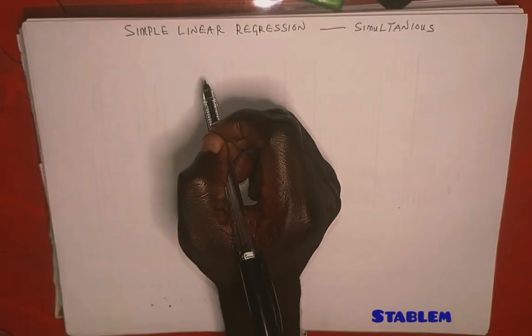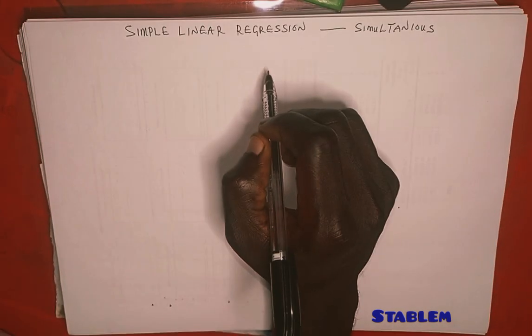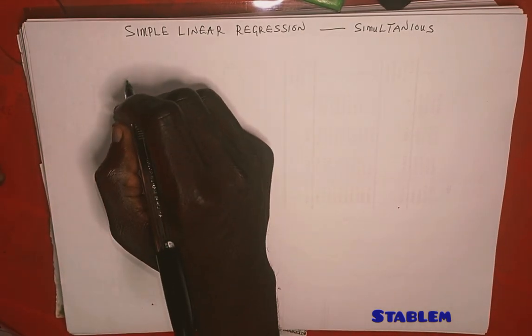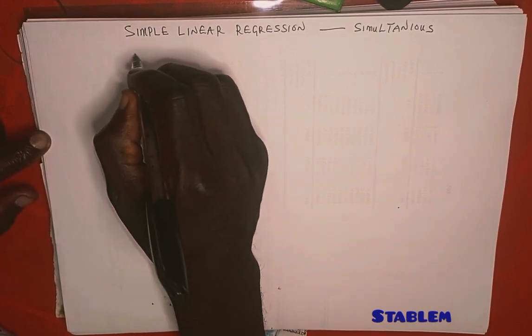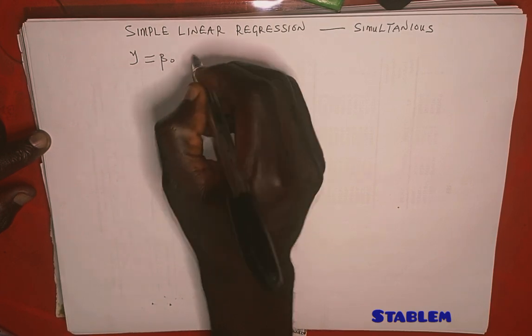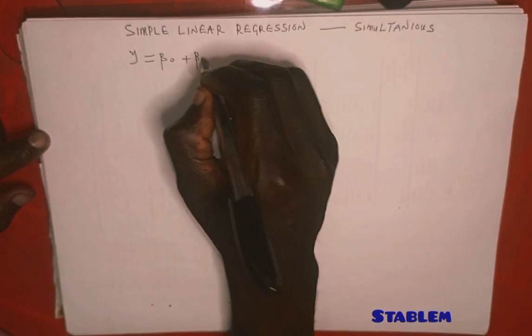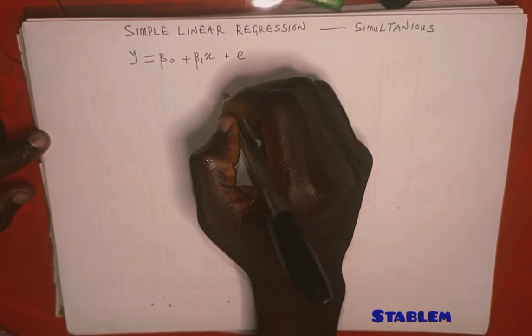Simple linear regression using simultaneous equation method. Simple linear regression model is giving us y equals to beta naught plus beta 1 x plus error term.